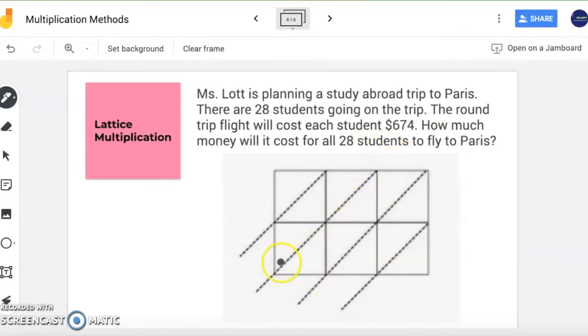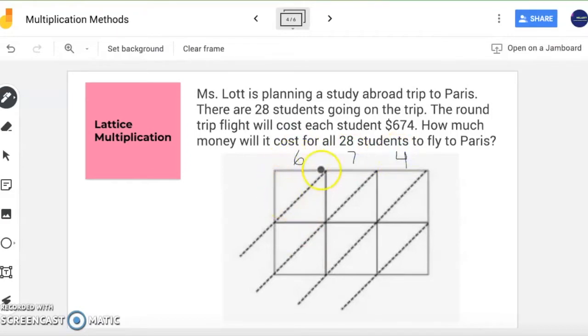And drawing those lines helps me create this box and the standard for the lattice multiplication, and ultimately using this as a little template. So what I'm going to do now is write 674 and put each digit on top of the box.